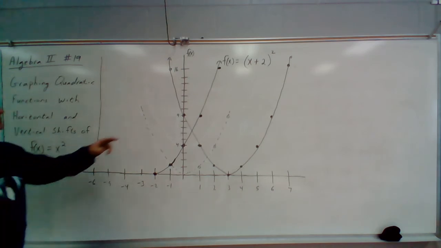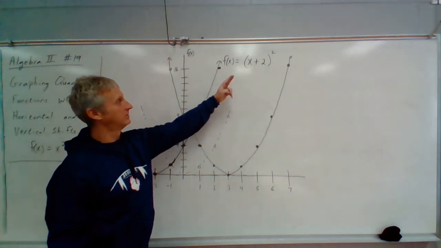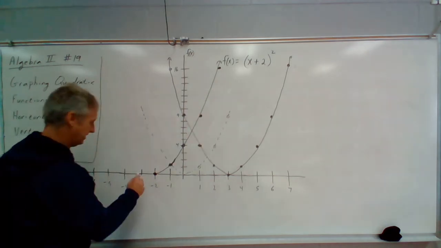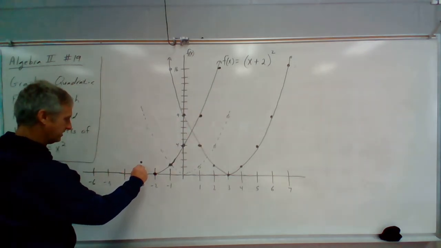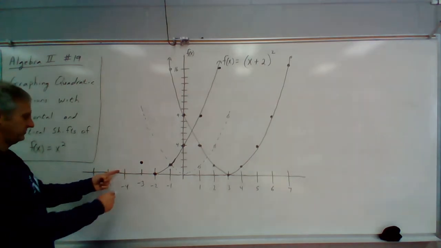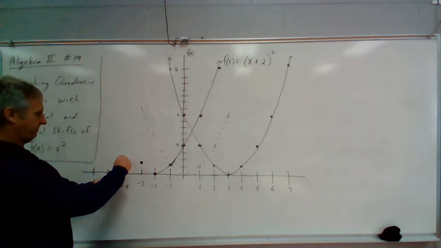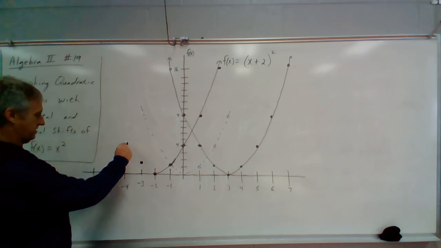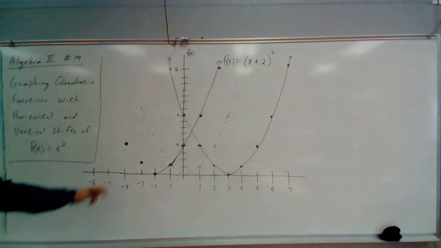All right, let's plug in negative 3. So negative 3 plus 2 is negative 1. Negative 1 squared is 1. Get that. Plug in a negative 4. Negative 4 plus 2 is negative 2. Negative 2 squared is 4. So get that. Plug in a negative 5.